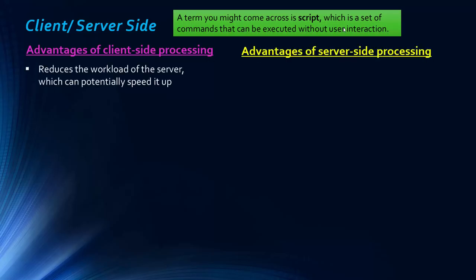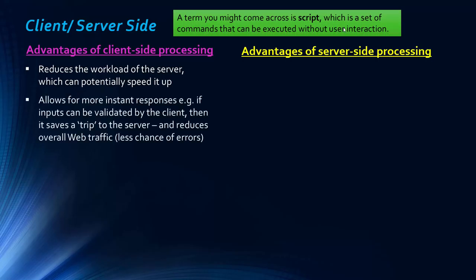So just to look at some advantages and disadvantages of why you might want to process on the client side. First of all, it reduces the workload of the server. Any processing done by the client is processing that doesn't need to be done by the server. And if it's quite a busy server, like if you're running a website with only one server, then the workload can be reduced the more workload you put on the client, and so it can potentially speed up the server. And also it allows for more instant responses. If inputs can be validated by the client or processed by the client, then it saves this connection to the server. We've looked at all those connections back and forth that need to be done to connect to the server, so it reduces this, and so the overall web traffic, so the channels for transmission mediums are going to be less busy.